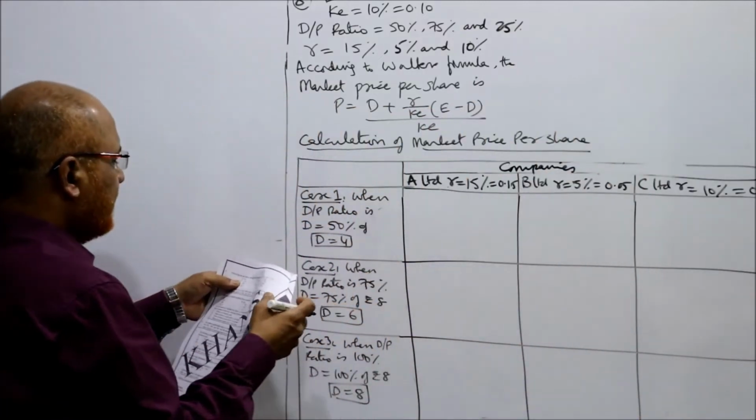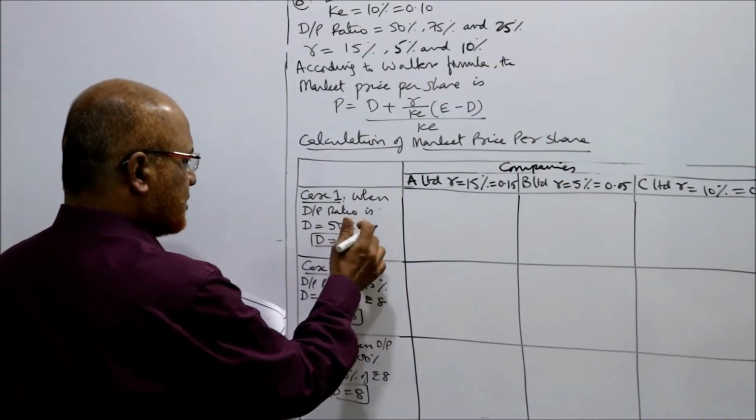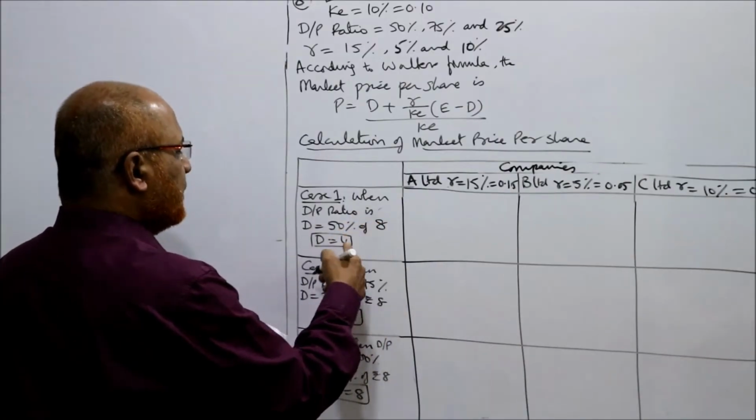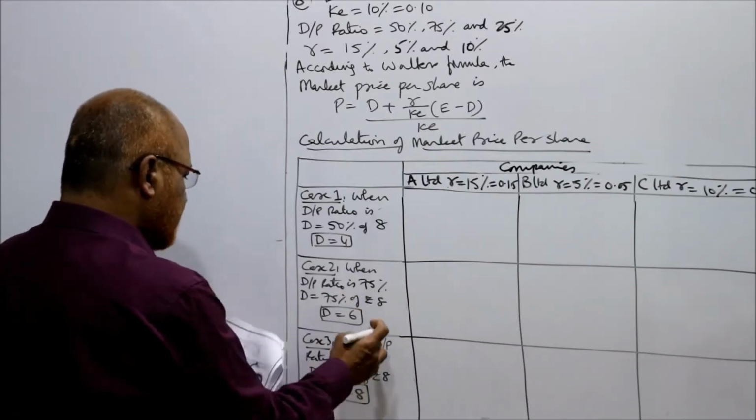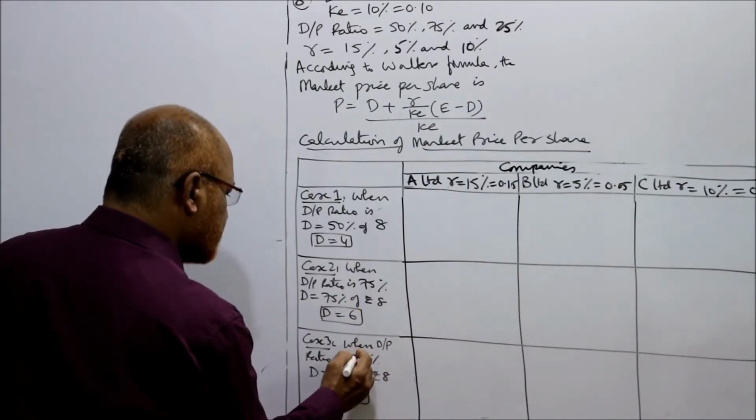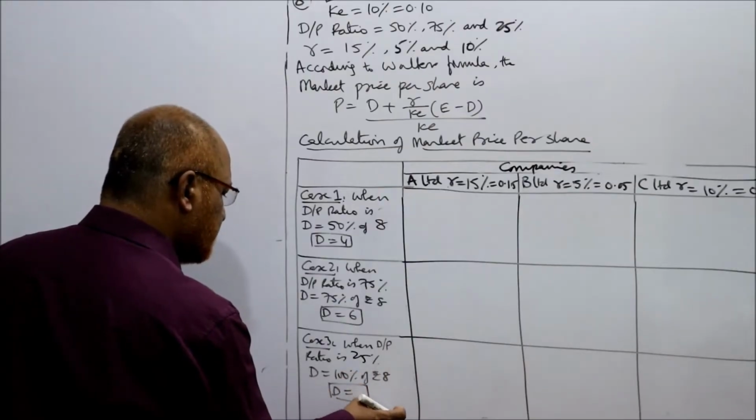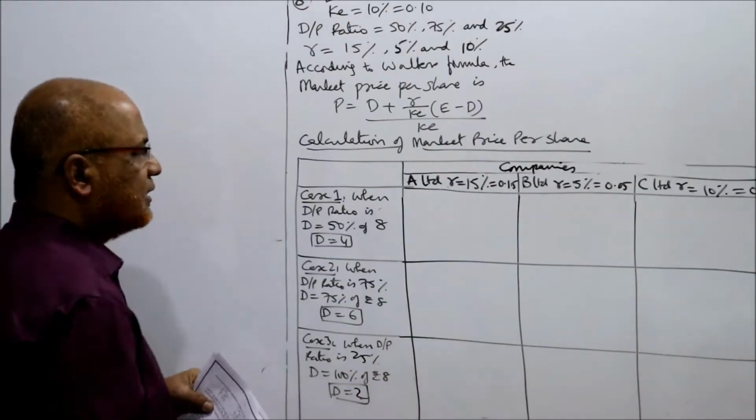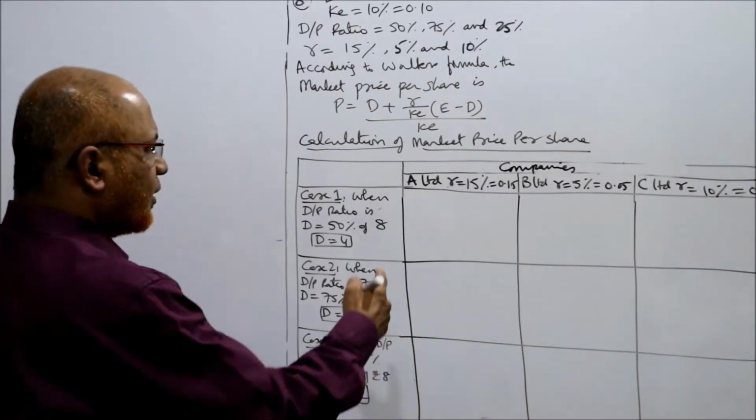See here, when DP ratio, the first DP ratio is given as 50%. So 50% of 8 rupees is 4 rupees. Second is 75%, 75% of 8. Last one 25%. 25% of 8 rupees is 2 rupees. That's it. Now we are substituting the values in the formula.